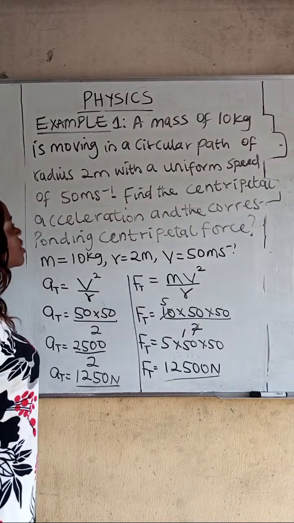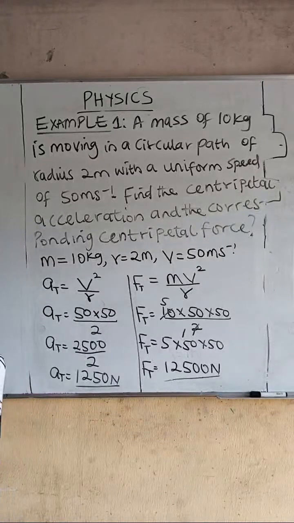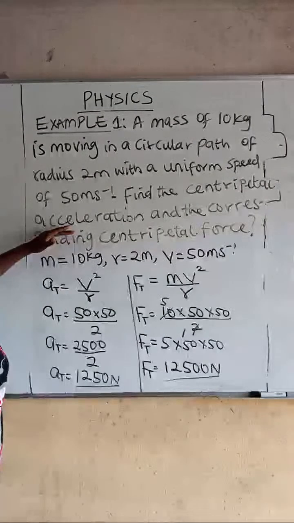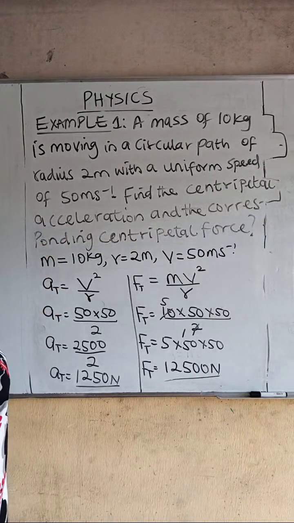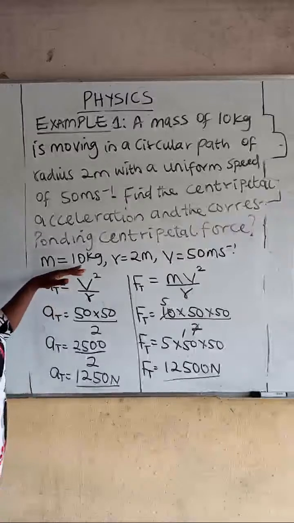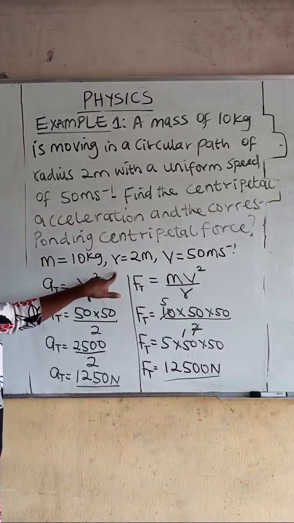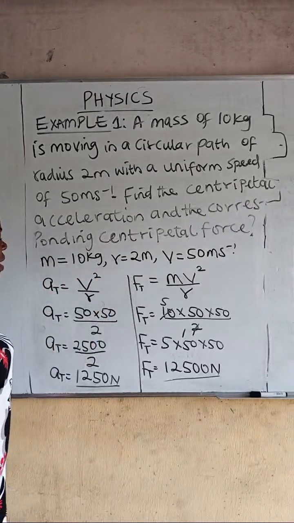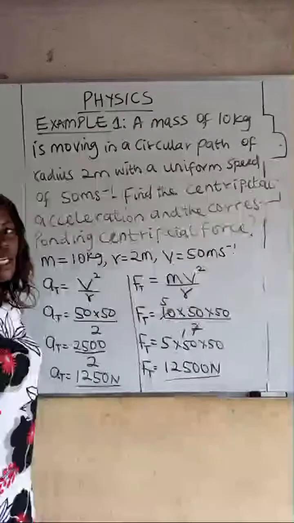All right, a mass of 10 kilogram is moving in a circular path of radius 2 meters, right? With a uniform speed of 50 meters per second. Find the centripetal acceleration and the corresponding centripetal force. Now, for us to do that, we are going to state our parameters given. We are given the mass as 10 kilogram. We have radius as 2 meters, right? Then we have velocity, which is the same thing as the speed, as 50 meters per second.